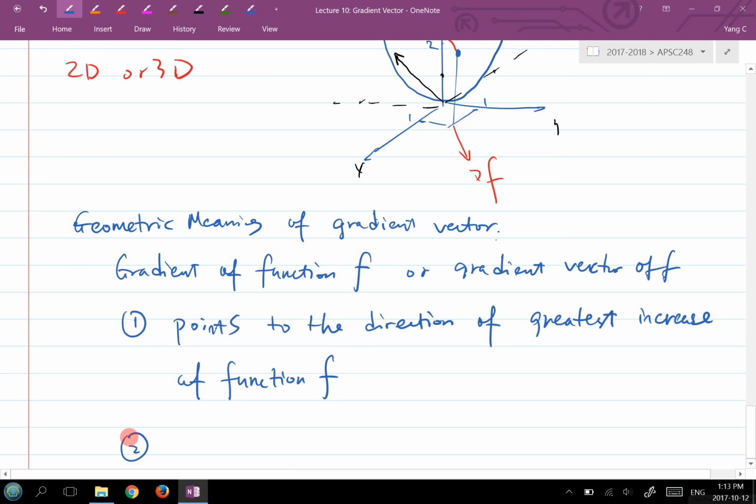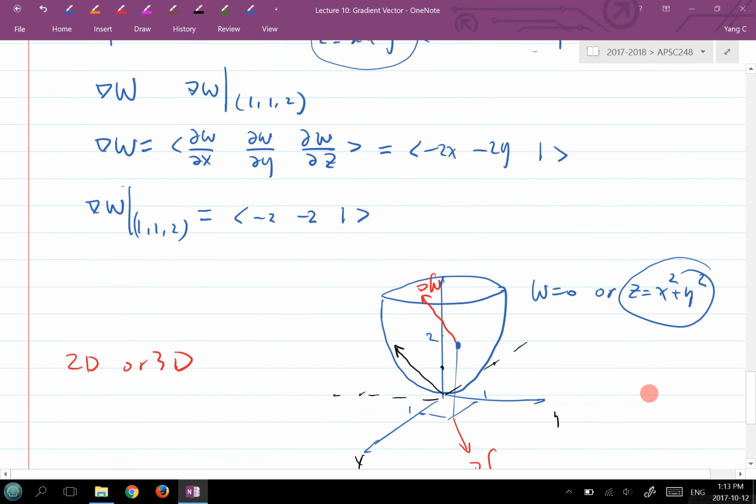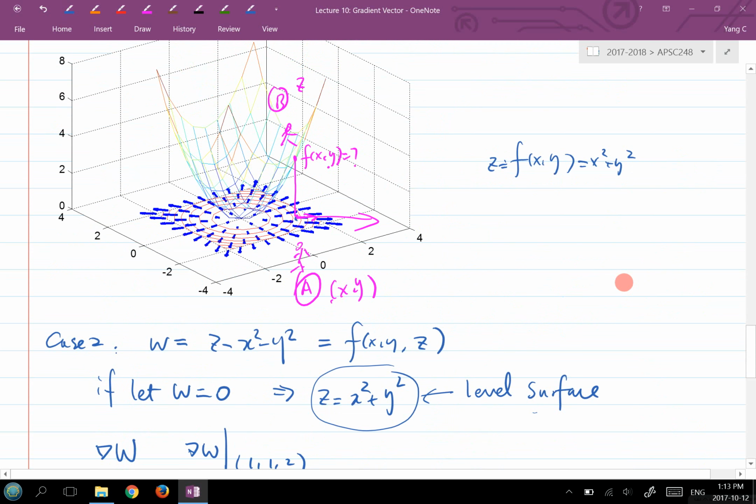I'll come back to the second part, but let's go back to this diagram. What's the function f? This surface here is the function f. So the gradient vector del f, which is a 2D vector, gives you the direction such that the function f will have the greatest increase if you go in the direction given by the gradient vector. That's the first part of the meaning. Very, very useful.